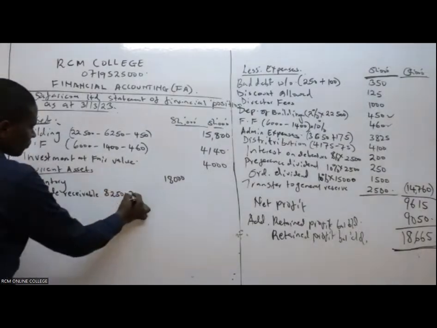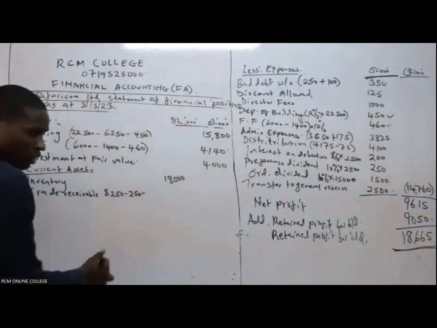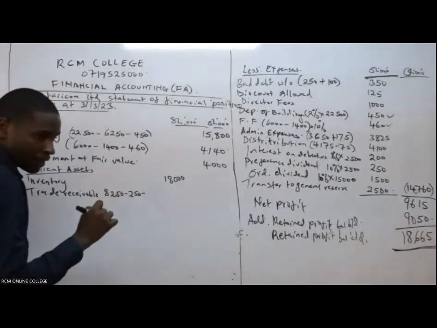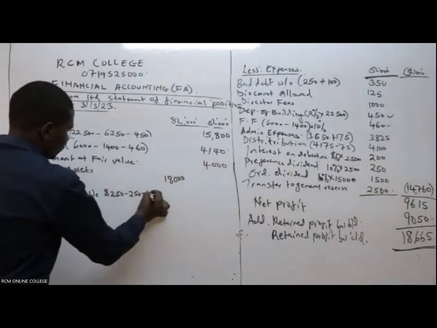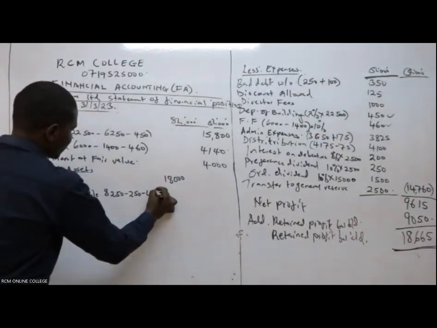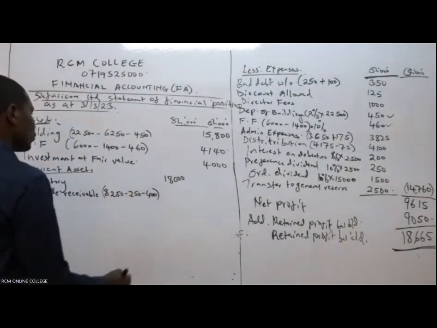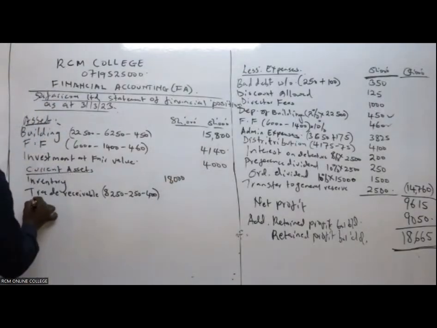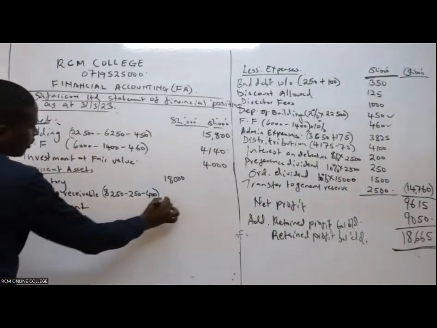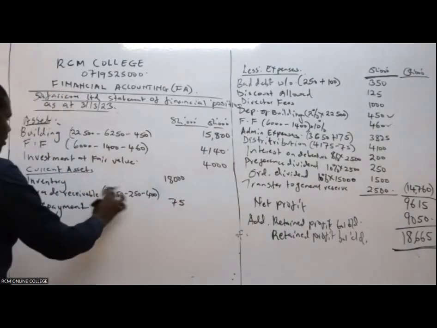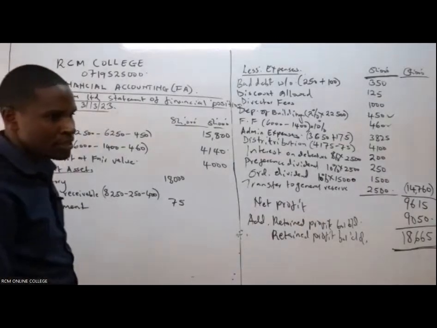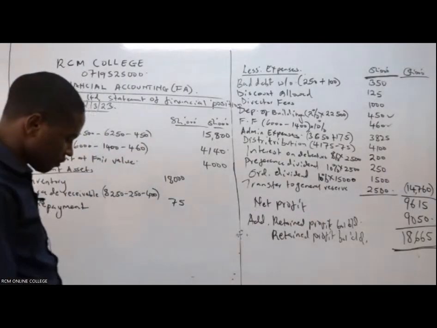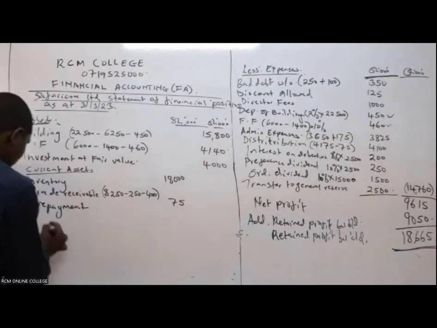Minus 250. Minus what? The allowance for doubtful debts, the 5% of 8,000. Put your value there. Then prepayment. It was 75. Can you give me the trade receivable total before we go to equity and liability?